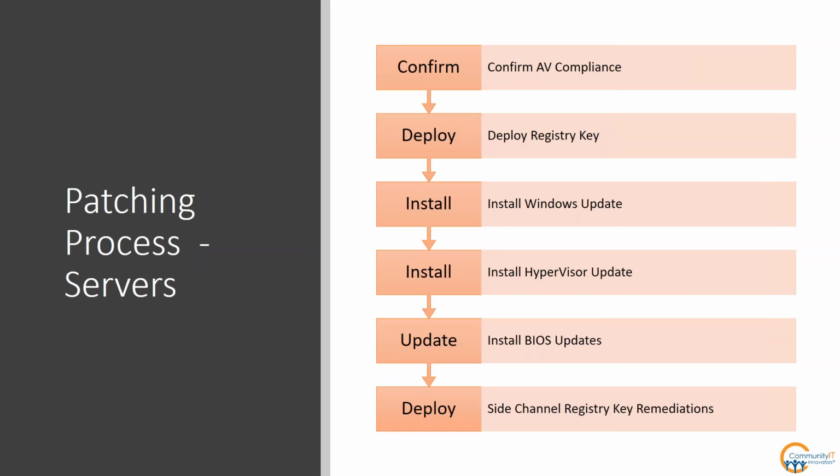Thanks, Matt. So looking at the first two steps there, antivirus compliance and deploy the registry key, that's the same process that we went through with the workstation, so we don't need to cover that, and installing the Windows update. From there, then we have some potentially extra steps related to the hardware if we're using virtualization, so both Hyper-V and VMware ESXi. For those situations, we'll look at Hyper-V first.